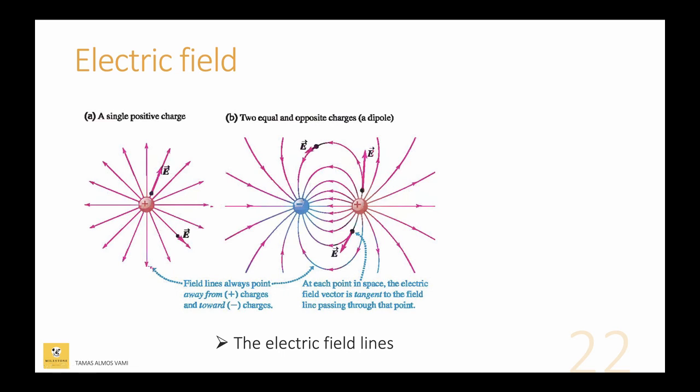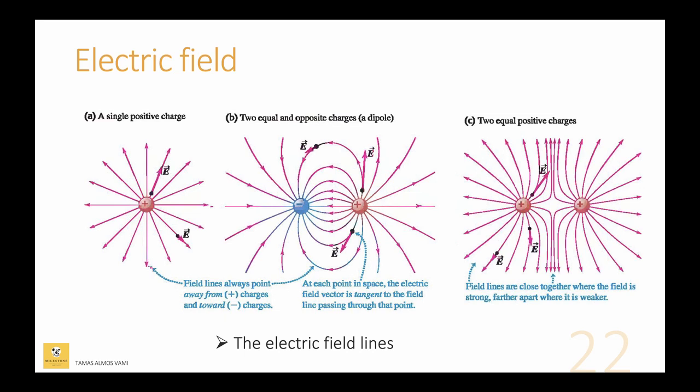Field lines always point away from positive charges and towards negative charges. And at each point in space, the electric field is tangent to the field lines passing through that point. So these are the field lines, and this is the electric field in it.